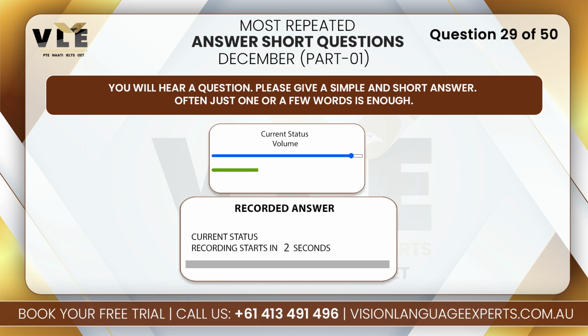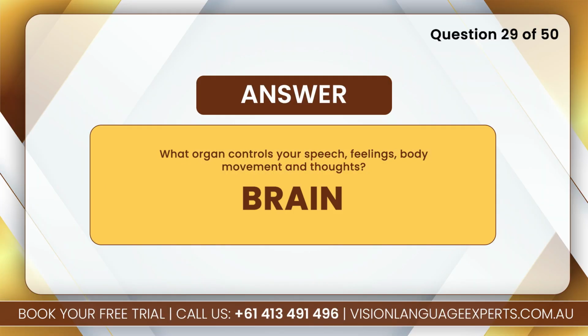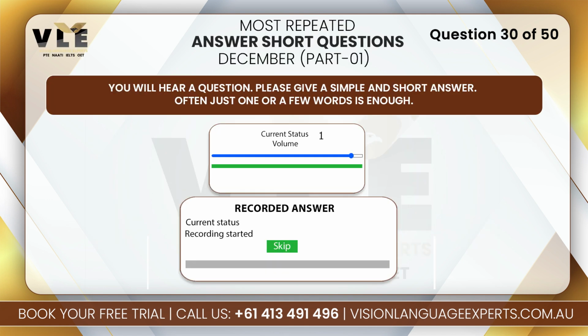What organ controls your speech, feelings, body movement, and thoughts? Brain.